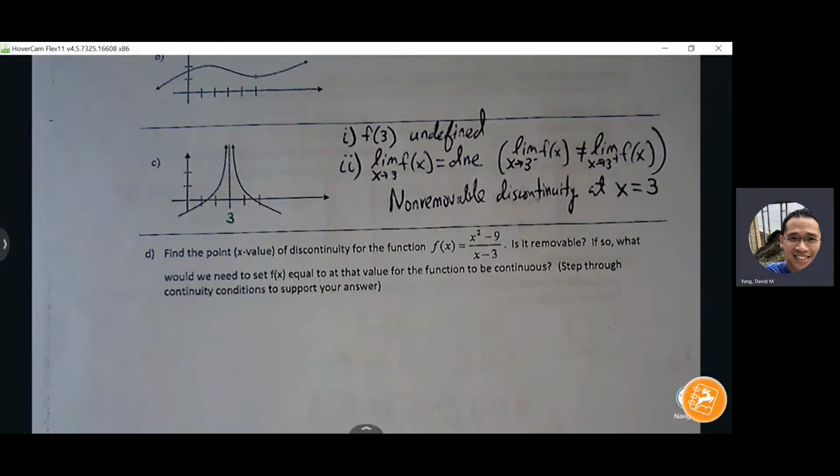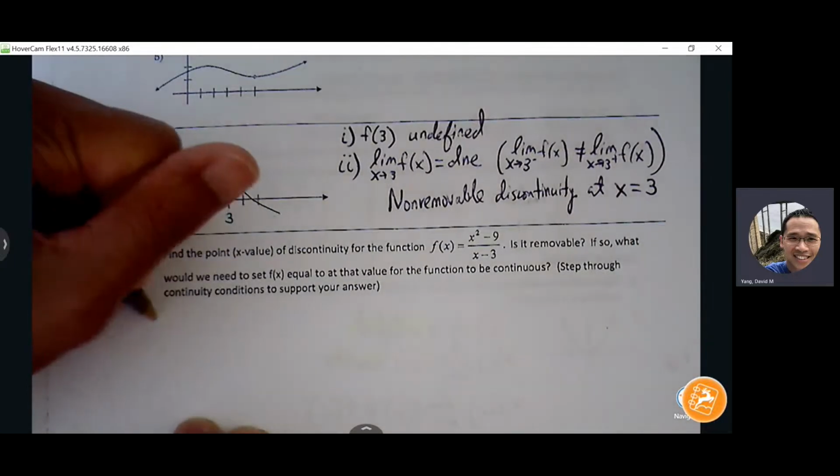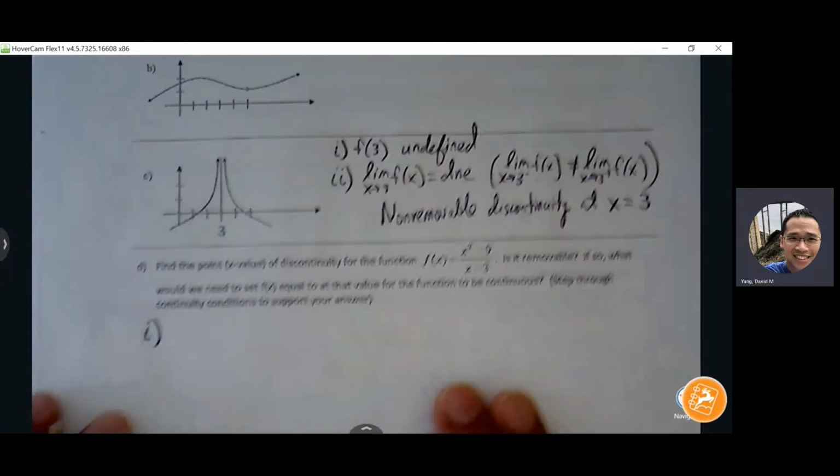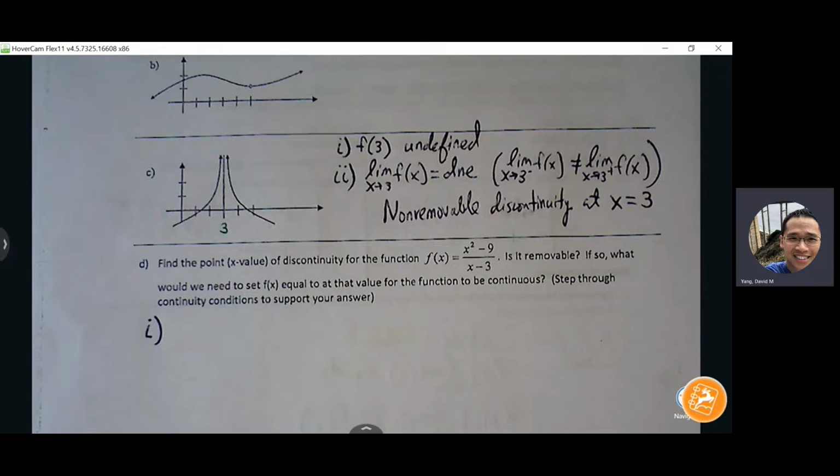Part D says find the point of discontinuity for the function. Is it removable? If so, what would we need to set the function equal to so that the function is continuous? So the first thing is, what is our C value, right? We don't have the graph in front of us, so how are we going to know where that discontinuity is occurring? What do you guys think? Where can we look to find a potential issue in our function?